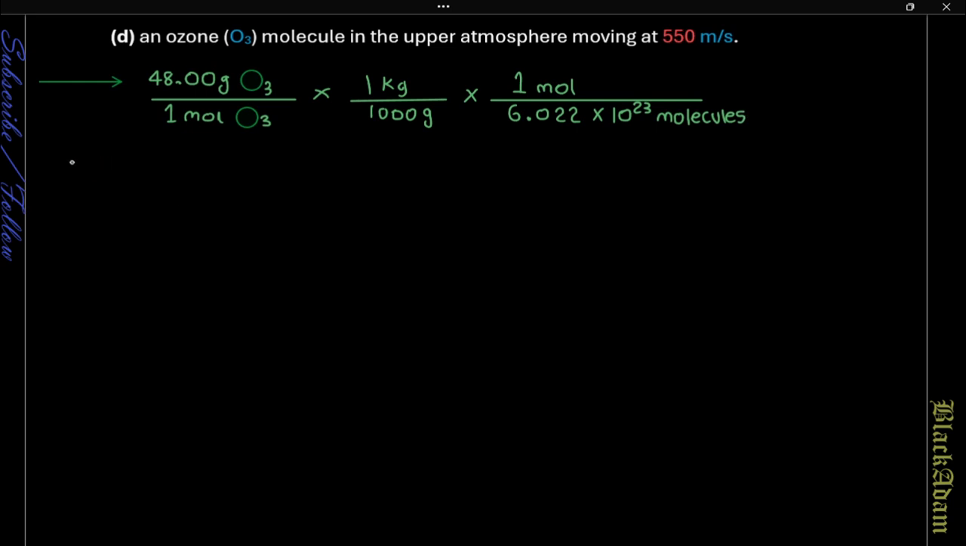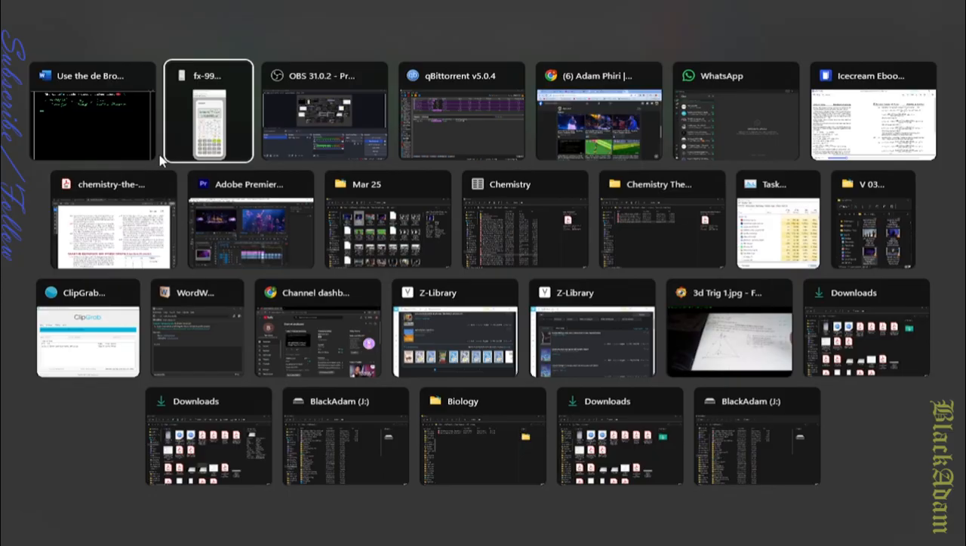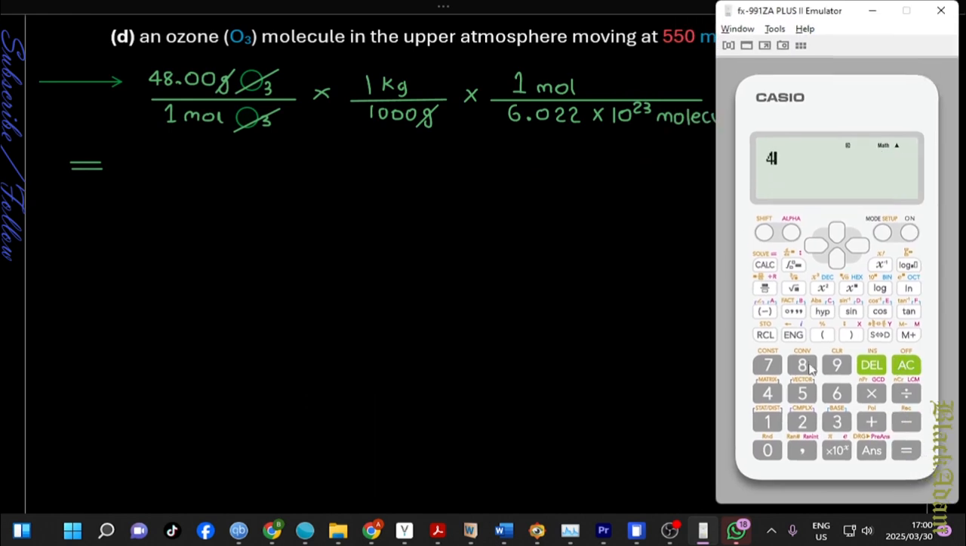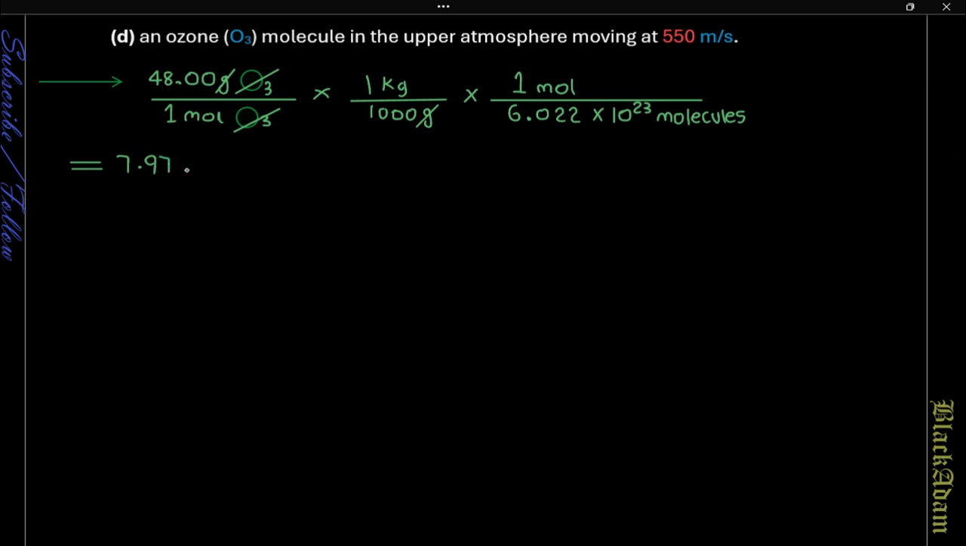Okay, and then from there, what do we have? Ozone cancels out, the gram cancels out, so let us simplify. We have 48 divided by the product of 1000 multiplied by 6.022 times 10 to the power 23, which gives us 7.97 multiplied by 10 to the power negative 26 kilogram. So that's the mass of one molecule, but we're not done yet.